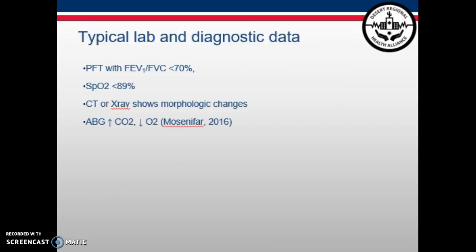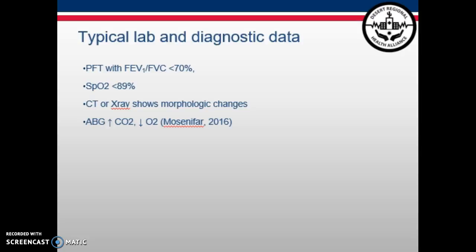Typical labs and diagnostic data are changes in their pulmonary function test, changes in their pulse oximetry, changes on CT, X-ray, or other imaging, and changes in their ABG. Since the cardinal symptom of COPD is shortness of breath, the empirical diagnosis focuses on spirometry.